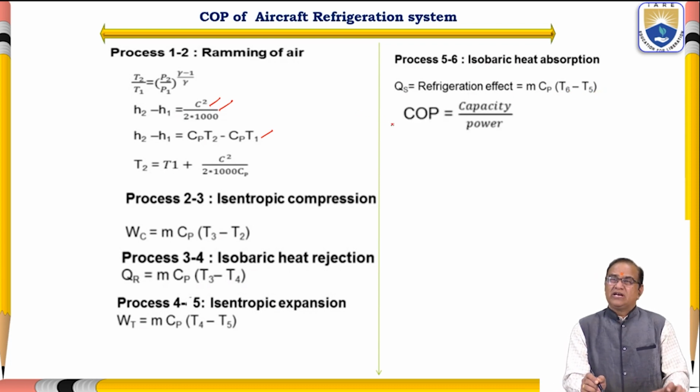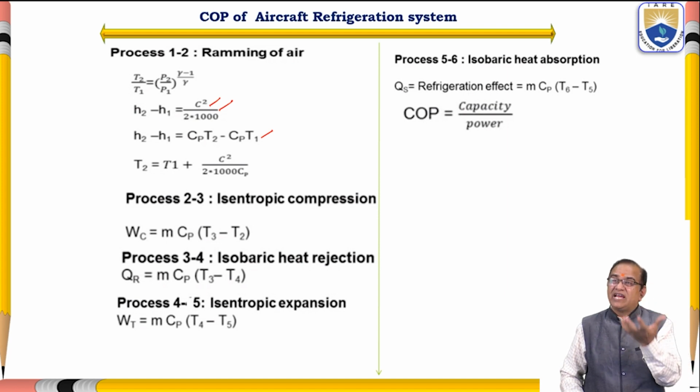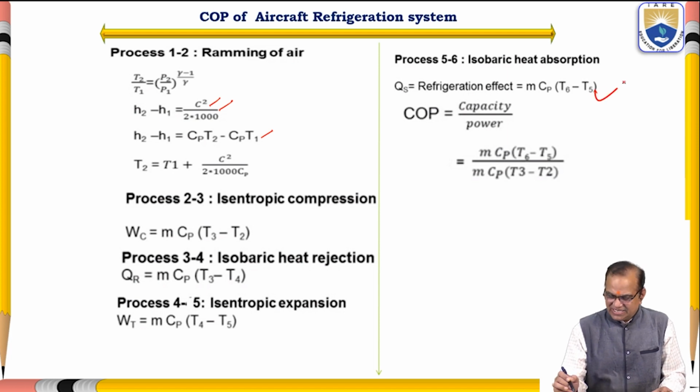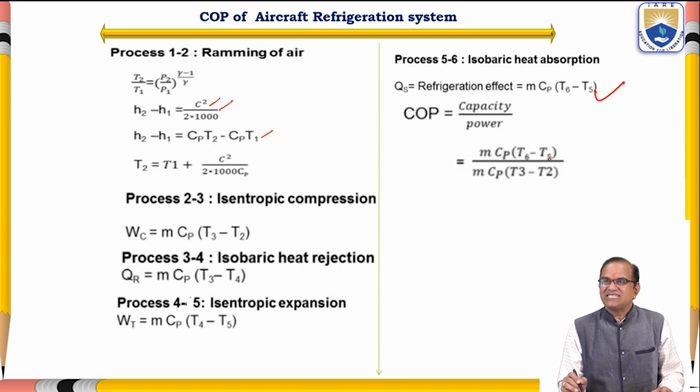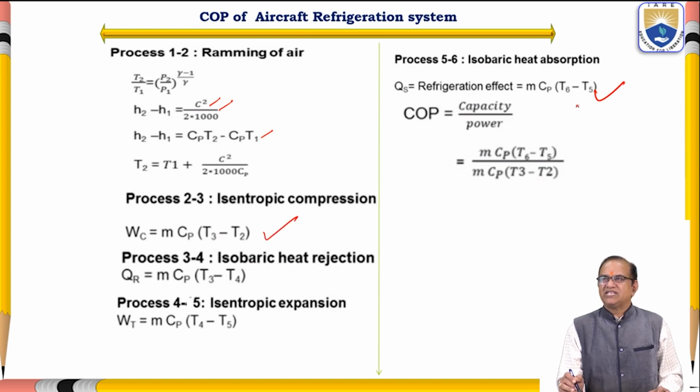Now the coefficient of performance is equal to capacity divided by power. How much refrigerating effect and how much work is done. Here the capacity is m Cp (T6 minus T5), and the compressor work is m Cp (T3 minus T2). So divided, this value will always be greater than 1. So COP is greater than 1.